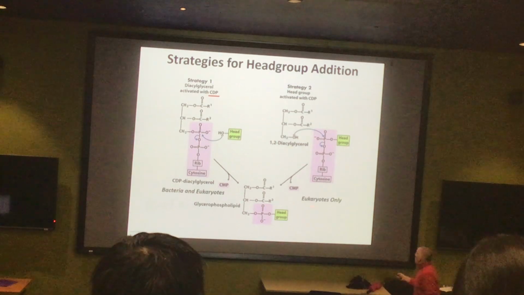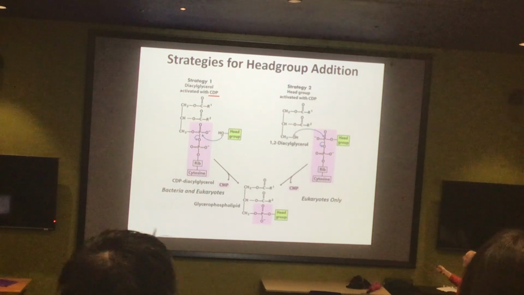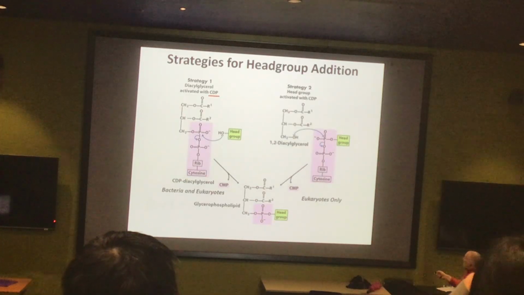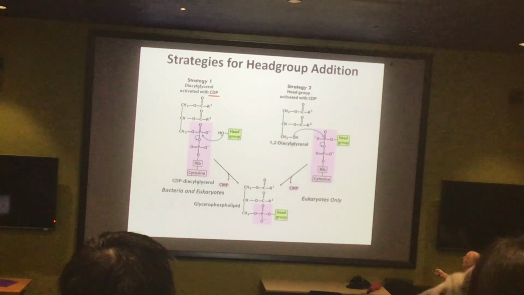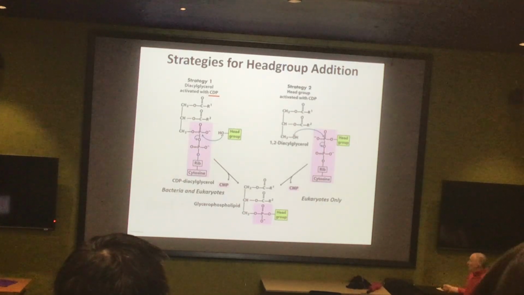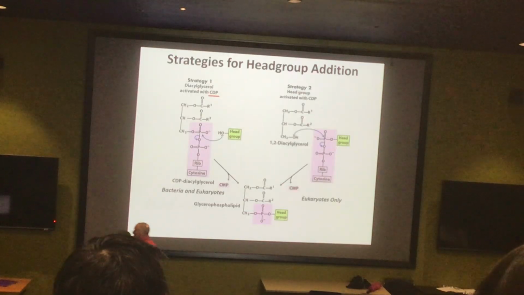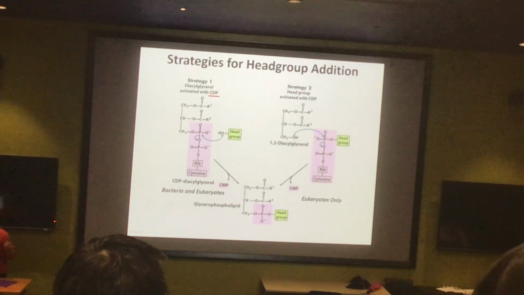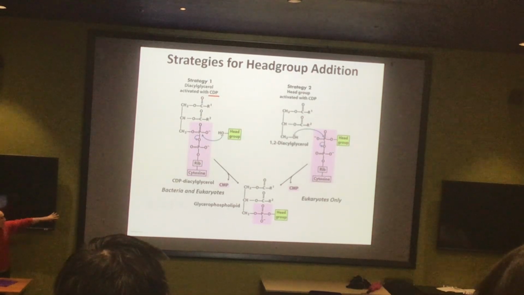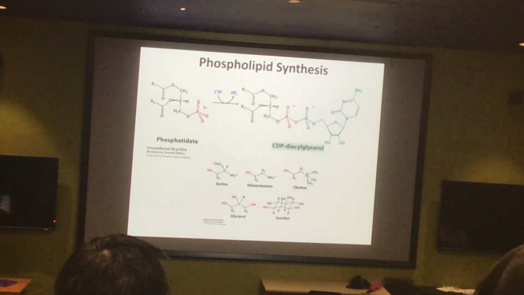Now, the eukaryote-only strategy, the one that you will only see, is when you actually can activate the head group with CDP and use the hydroxyl group on the diacylglycerol to do the attack, and this is where you get the membrane phospholipids. So here are your two different strategies. What they both have in common is the use of the CDP group, originally derived from CTP. Everybody can do that first strategy, only eukaryotes can do the second strategy.